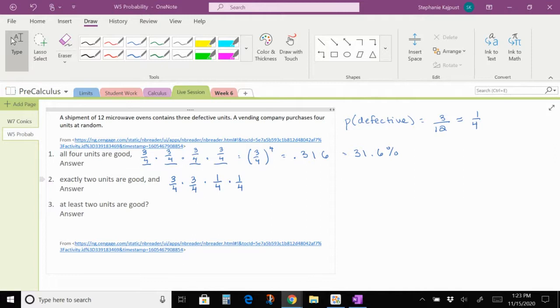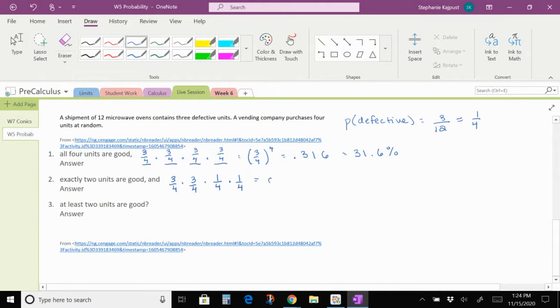So we've got 3/4 times 3/4 times 1/4 times 1/4. So this comes out to 0.035 or 3.5%.